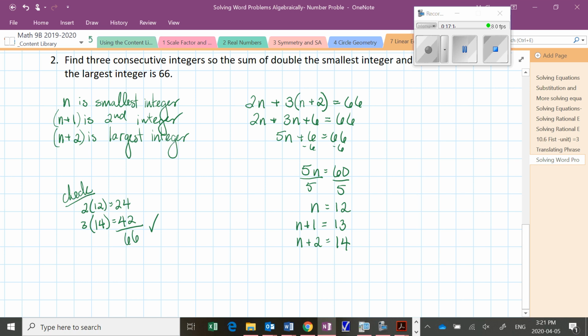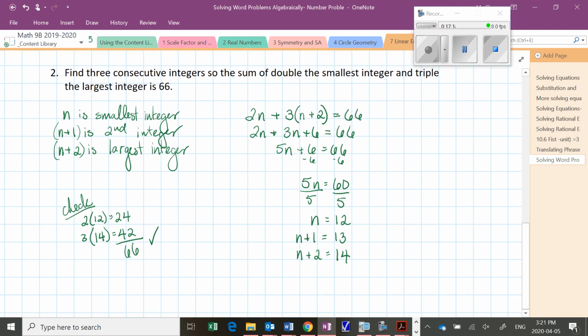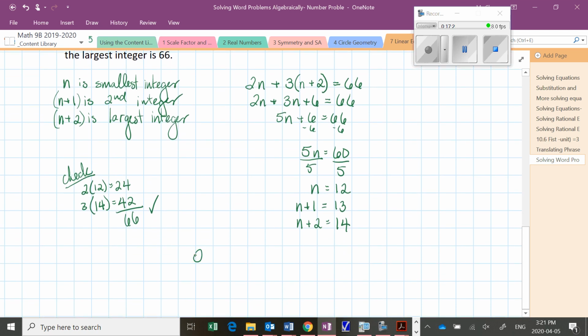So then our final step is to answer the question. So it's finding 3 consecutive integers. So we can say then the numbers are 12, 13, and 14.